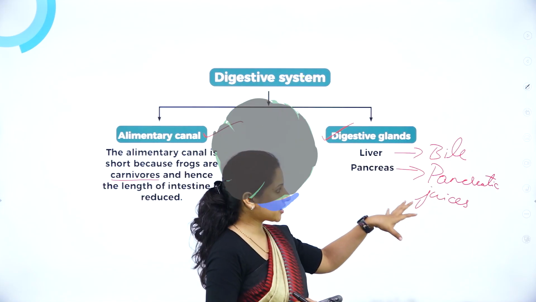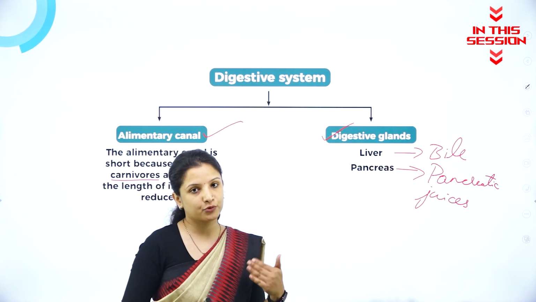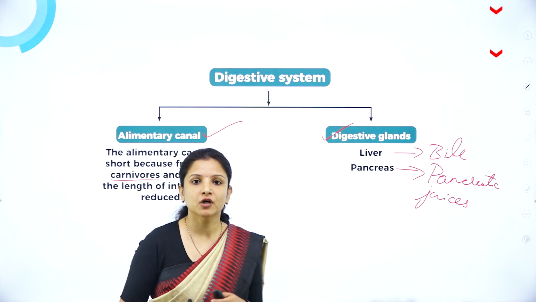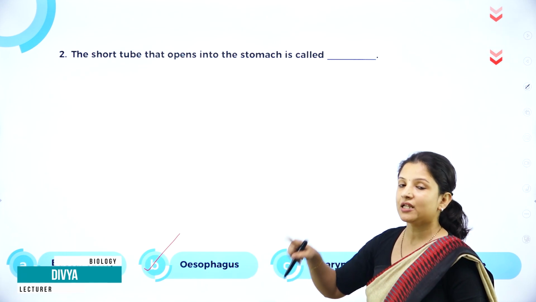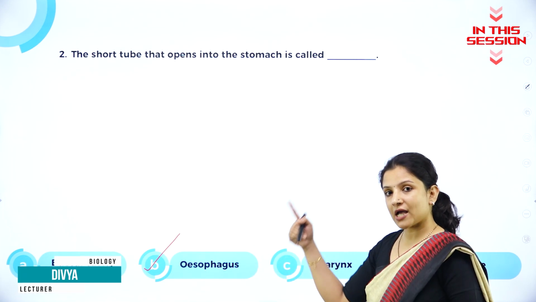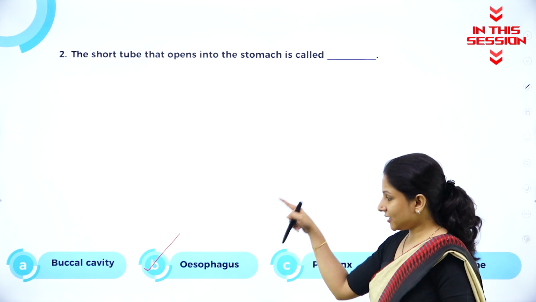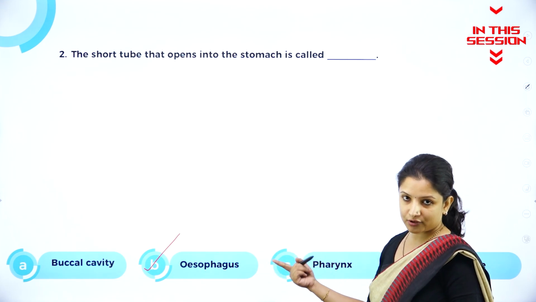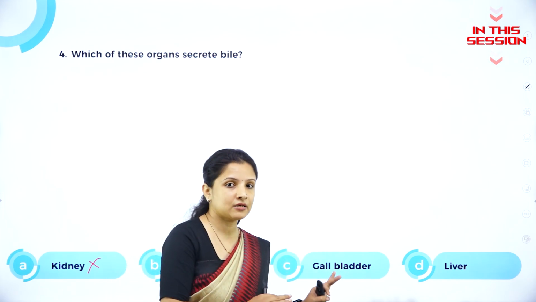The bile and the pancreatic juices mainly help in completing the process of digestion in the case of frog. Pharynx forms a connection between the buccal cavity and the esophagus, which carries the food from the buccal cavity into the esophagus. It is the esophagus that is connected to the stomach. Whatever bile is secreted by the liver is stored in the gallbladder.